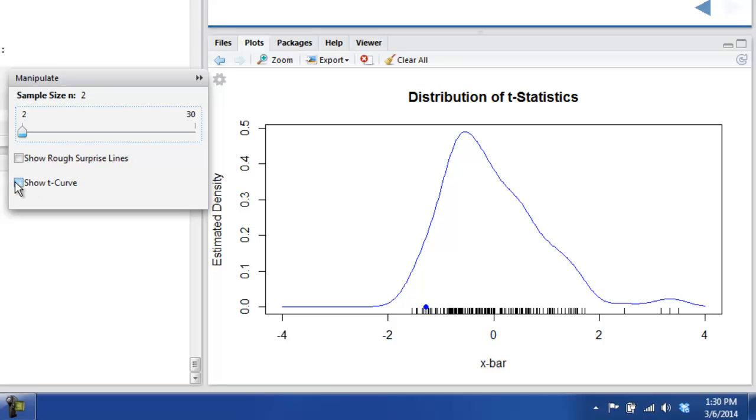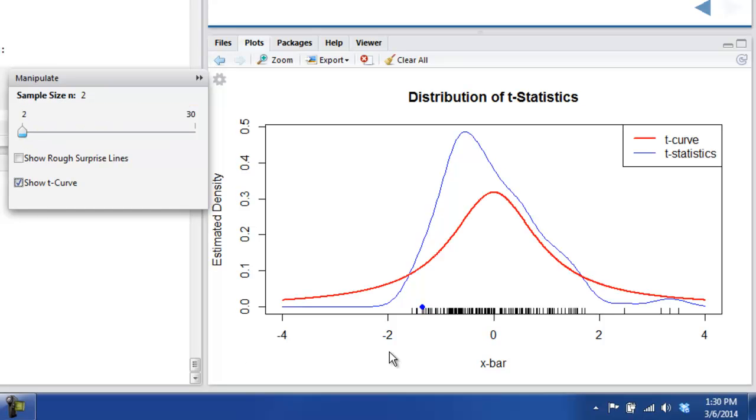If we push the Show t-curve button, we'll get a t-curve with 1 degree of freedom to compare. And as you can see, the difference is quite substantial. The actual distribution of the test statistic at sample size 2 from the skewed population is right skewed, as compared to the very symmetric t-curve with 1 degree of freedom.